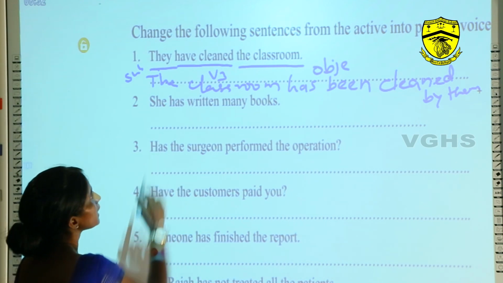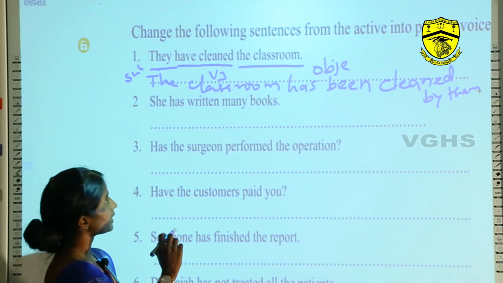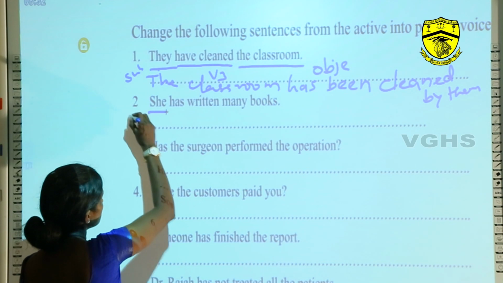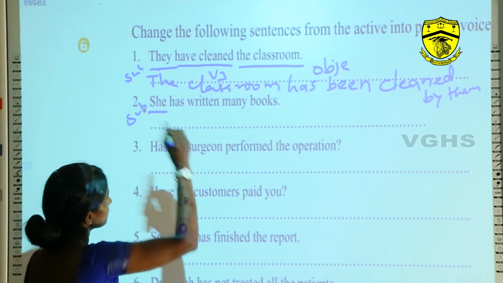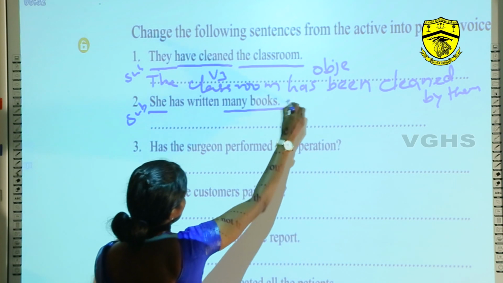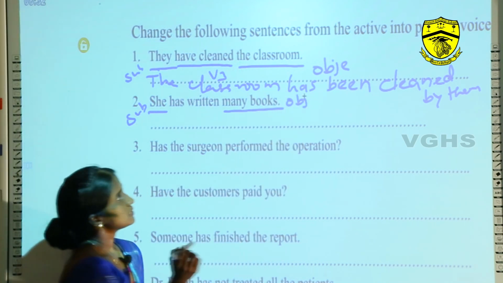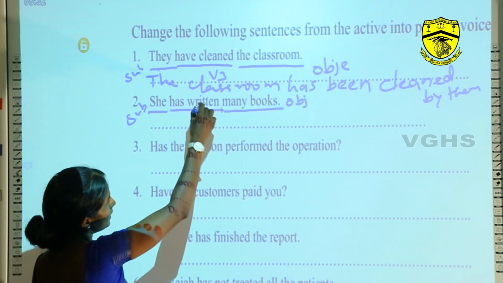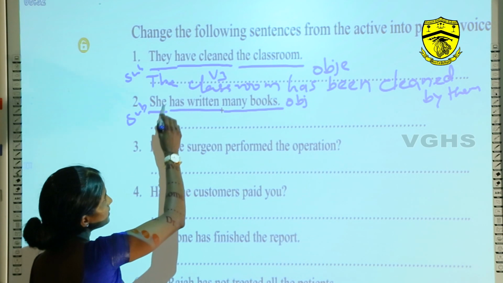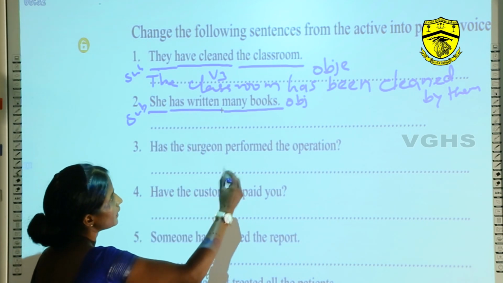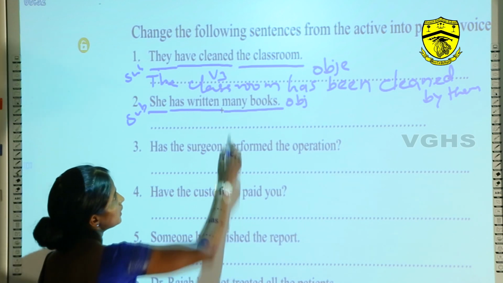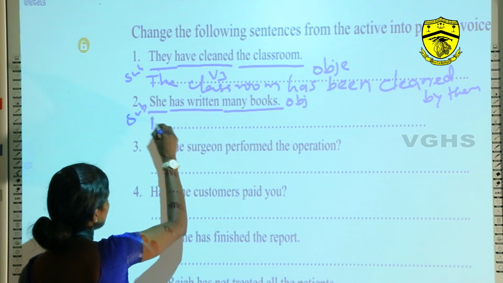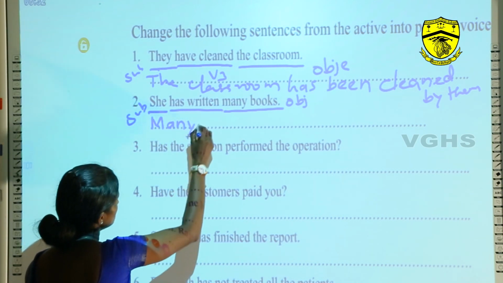Okay, next sentence. She has written many books. Here, what is the subject? She is the subject. What is the object? The object is many books, and this is the verb: has plus past participle of the verb. Here she is singular, so we put has. Now when we are converting into passive, the object comes as the subject. So many books comes at the place of the subject.